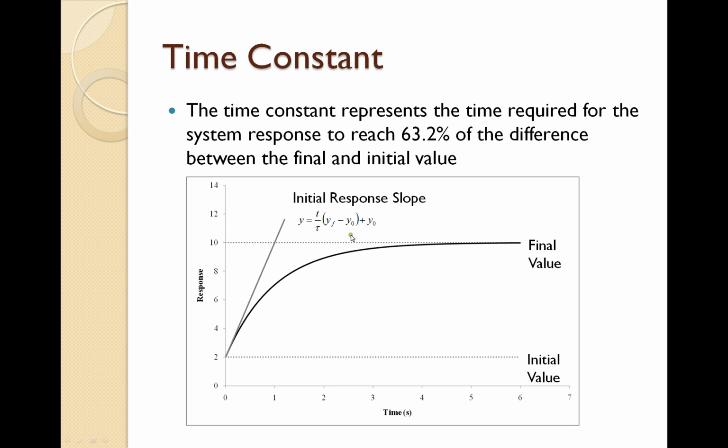Of course, because there's this exponential function that defines how this system response goes from the initial value to the final value, we know that it's going to asymptotically approach this final value and never fully reach it. But we consider that after 5 time constants have passed, it's close enough. It's less than 1% away from the final value, and we say that the system is in steady state at that time.